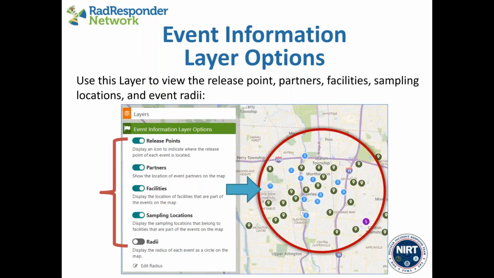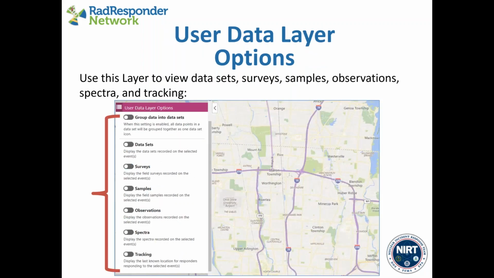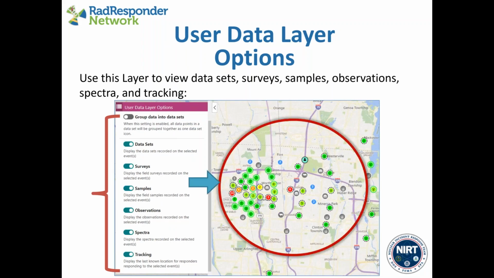And like I mentioned earlier, if you want to know what each of those symbols mean, just go to that help button and click View Map Basics, and there's a symbology tab at the top, which I'll also show you again, but just as a quick note. Now for the user data layer options, this is where you'll be able to view the submitted data. So you can choose to filter based on the surveys, samples, observations, spectra, responder tracking, and you can turn those on and it'll show up on your event map.